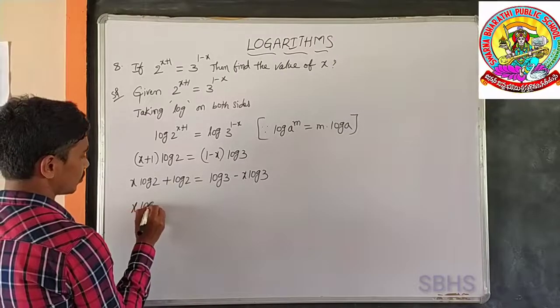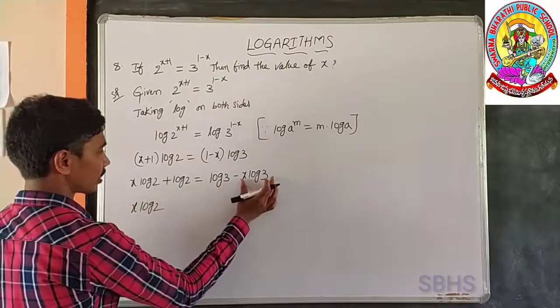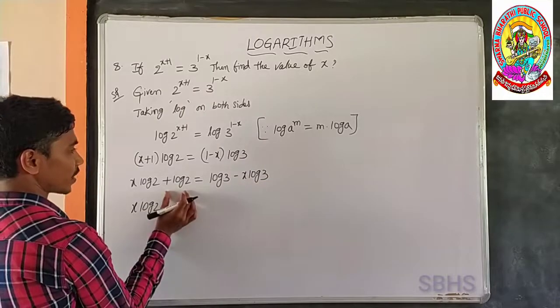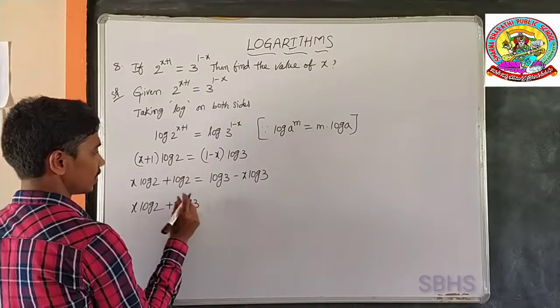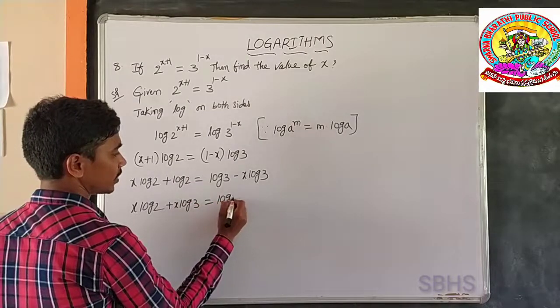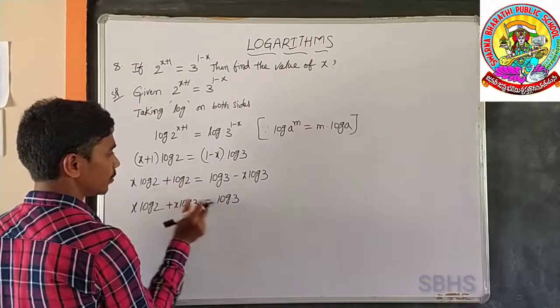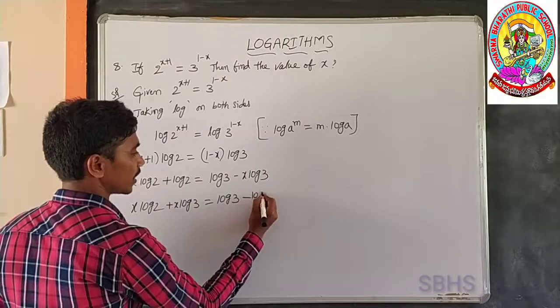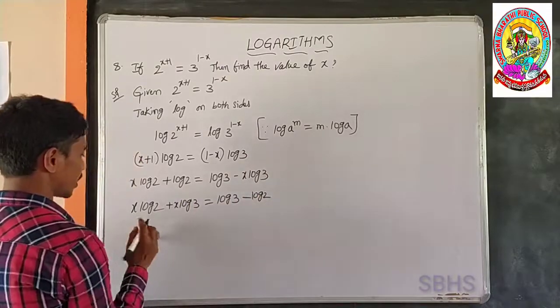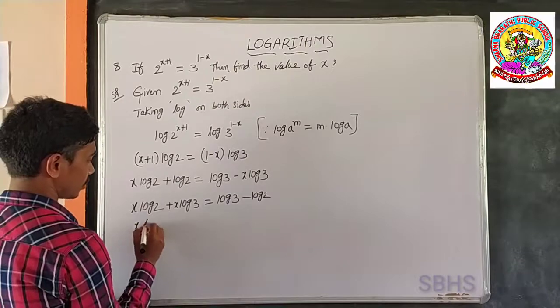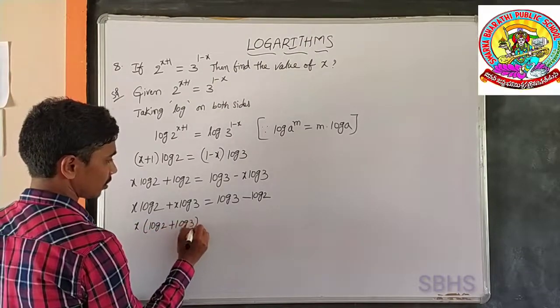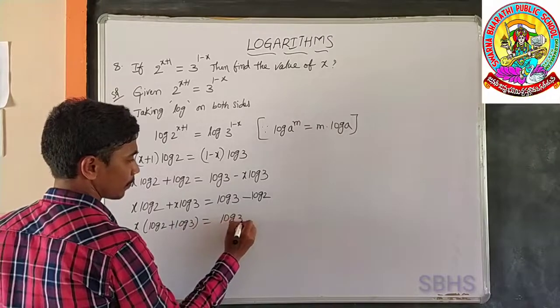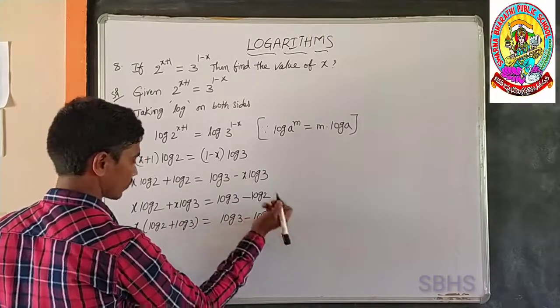x into log 2, here minus x log 3. If we transpose to the left hand side, it becomes plus x log 3 is equal to log 3. Here plus log 2 becomes minus log 2 on the right hand side. Take x common: x into log 2 plus log 3 is equal to log 3 minus log 2.